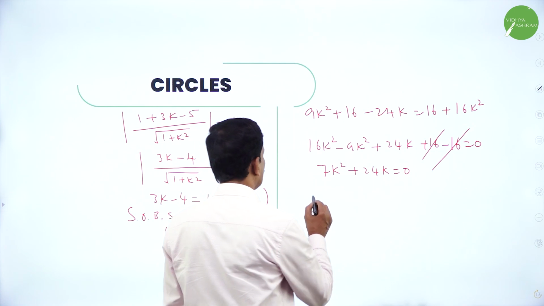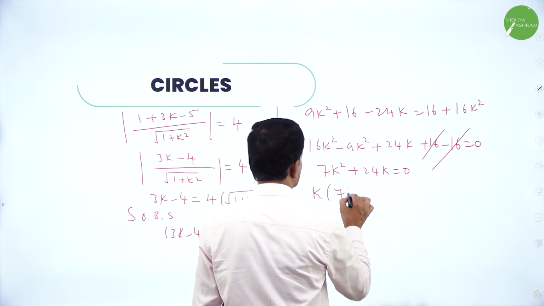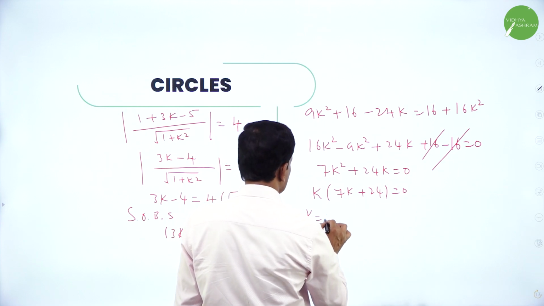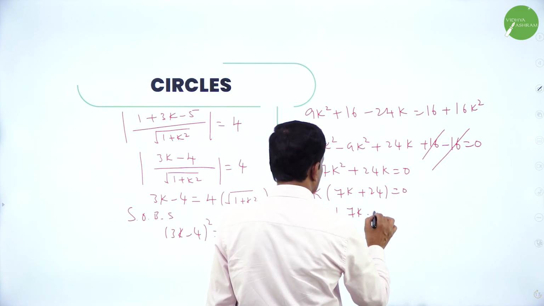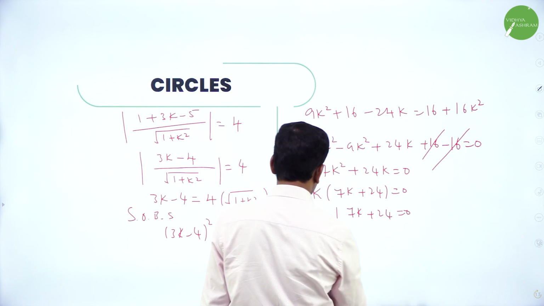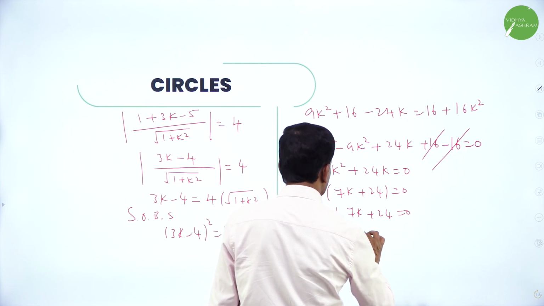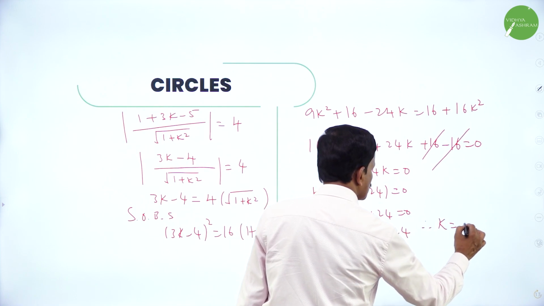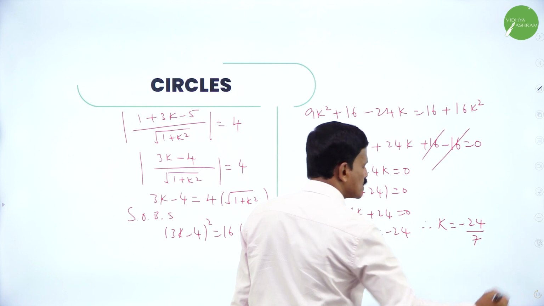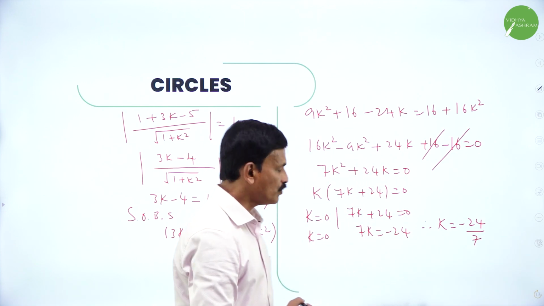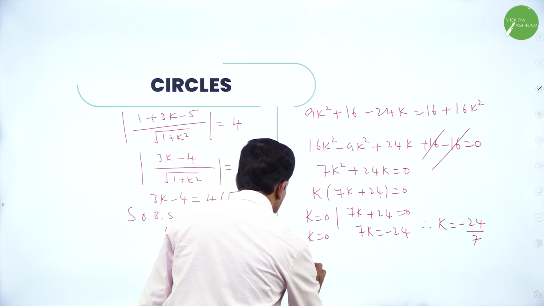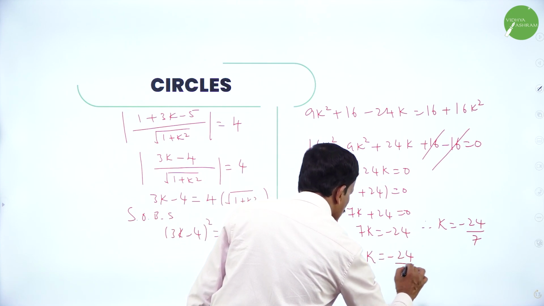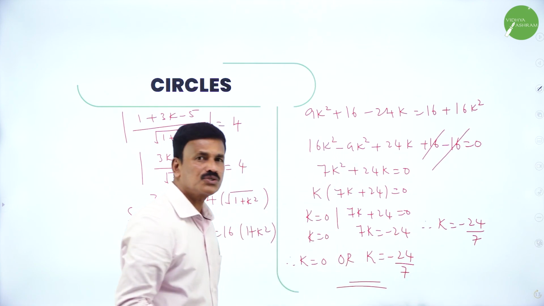So we can take k common factor here, k is gone, 7k plus 24 is equal to 0, equate this. So k is equal to 0 or 7k plus 24 is equal to 0. 7k is equal to minus 24, therefore k is equal to minus 24 by 7. So the value of k is 0 or k is equal to minus 24 by 7. These are the two values of k.